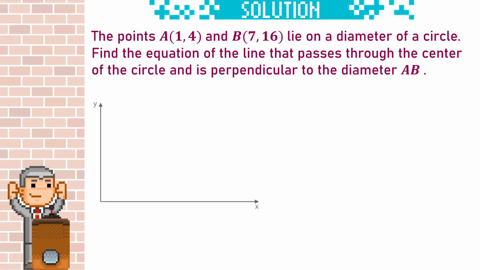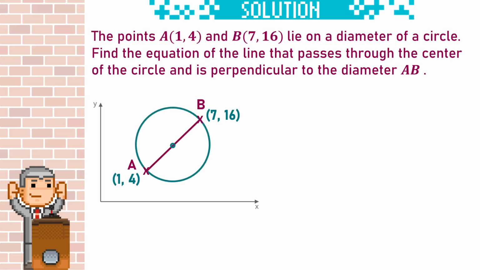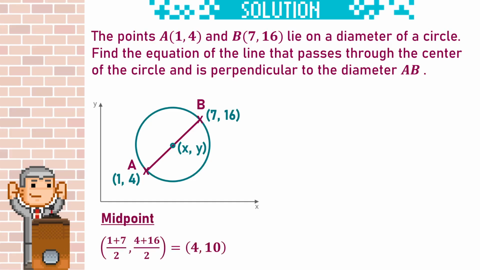So we know that A is at 1, 4 and B is at 7, 16, so it looks something like that. We know that they lie on a diameter, and so we can draw the circle in. What else do we know? Well, we don't know the centre yet, but we do know that we're trying to find the perpendicular to that. But we're going to focus on the centre first. So the centre would be the midpoint of line AB, so it will be 4, 10.